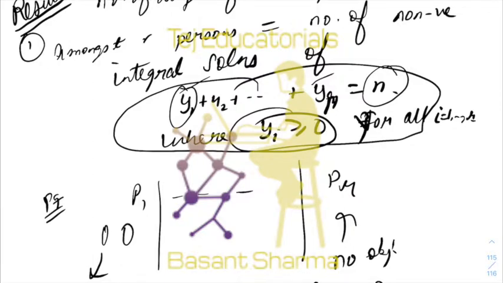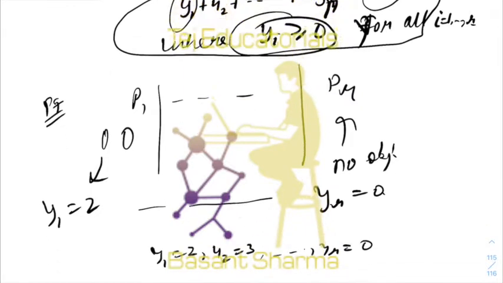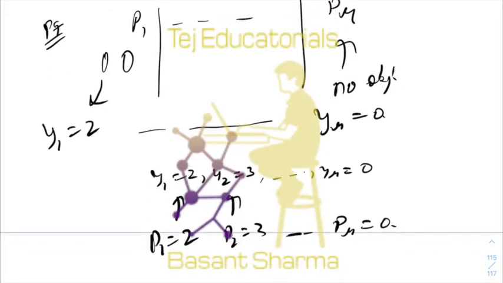Okay. And if you have any non-negative integral solution, by the way, non-negative means greater than or equal to 0, and integral means that they are whole numbers, they shouldn't have decimal values. Now, conversely, if you have any non-negative integral solution, suppose you take y1 equal to 2, y2 equal to 3, and so on till yr equal to, let's say, 0, then you can say that person 1 gets 2 objects, person 2 gets 3 objects, and so on till person r gets 0 objects. Okay, so this is one thing.